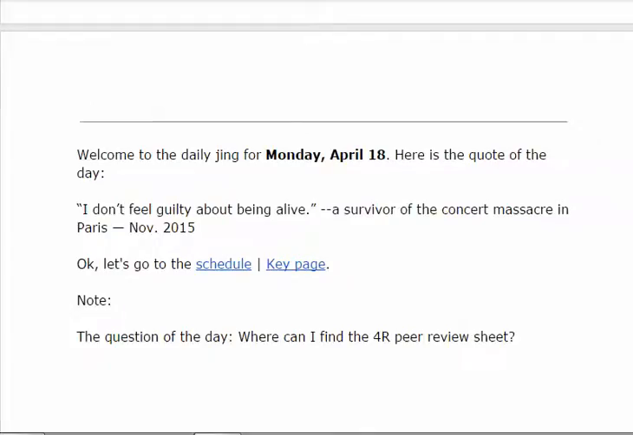Here's the quote of the day. "I don't feel guilty about being alive." A survivor of the concert massacre in Paris, November 15th.